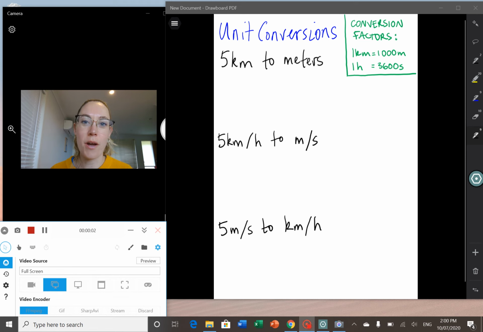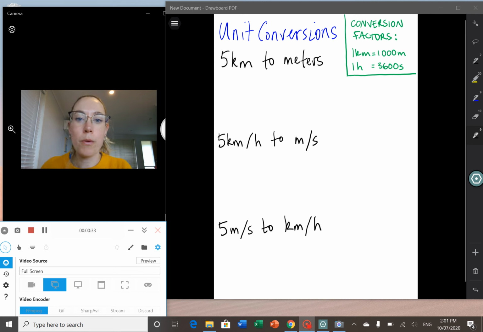In this video, I'm going to demonstrate how to do some simple unit conversions. The first question that I'll work through is converting from kilometres to metres. Whenever we're doing a unit conversion, we always want to know what our conversion factors are. And you can see I've written those down in the top right-hand corner in green. I've written that 1 kilometre is equal to 1,000 metres and 1 hour is equal to 3,600 seconds. So those are the conversion factors we'll need for these practice problems.